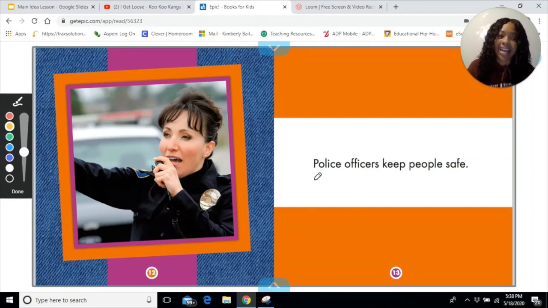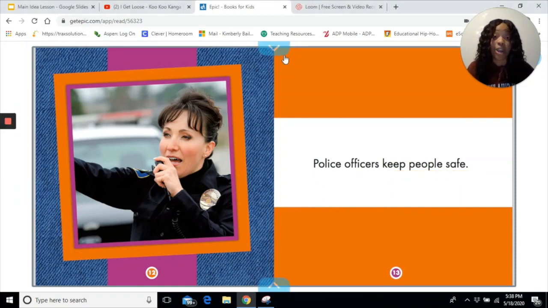Let's read this last detail together that we are proving from our text. Police officers keep people safe. Friends, I want you to know that we worked really, really hard going back into the text to prove all 3 of our details. I am very, very proud of you.